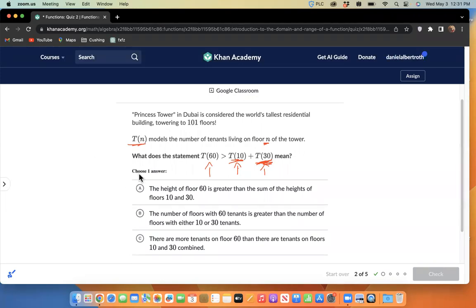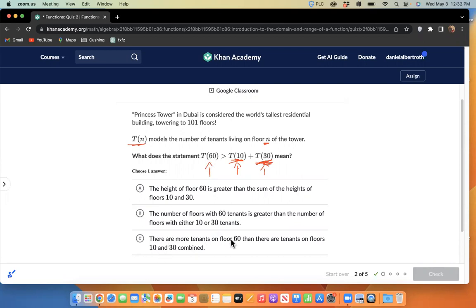Let's read the answer choices and see which one reflects that. So it says the height of floor 60 is greater than the sum of the heights of floors 10 and 30. This is not talking about the heights, it's talking about the tenants. So maybe that's true, but it's not really what this is talking about. The number of floors with 60 tenants is greater than the number of floors with 10 or 30. It's not the number of floors with 60, it's just the amount of people on the 60th floor. That's what T of 60 represents. So hopefully C gives us that.